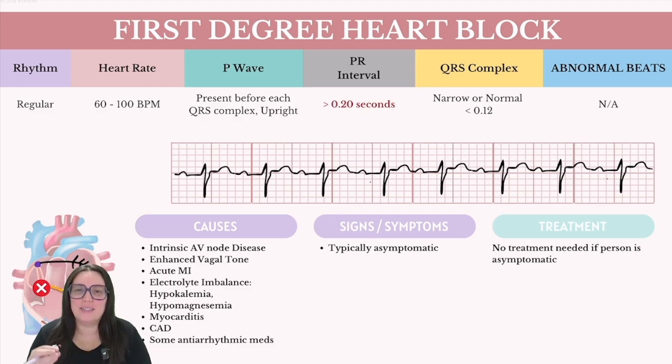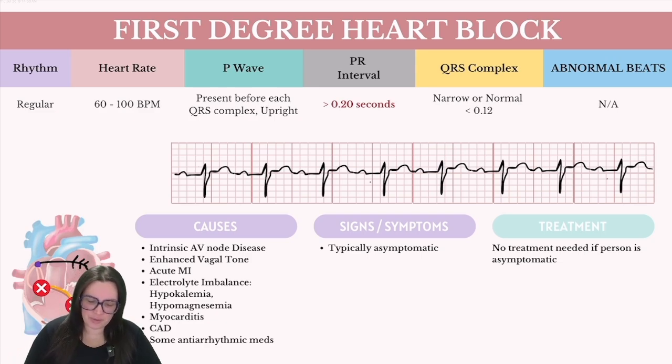With this kind of rhythm, it's the mildest form of our heart blocks. Many individuals don't even know that they have it. They can be asymptomatic, and usually it's not going to require any kind of treatment. What's interesting to note is that this can be seen in even healthy individuals, including well-trained athletes, where this might actually be a normal physiological adaptation.